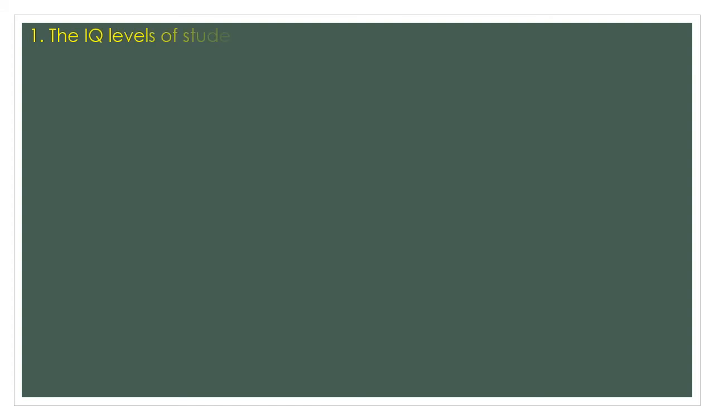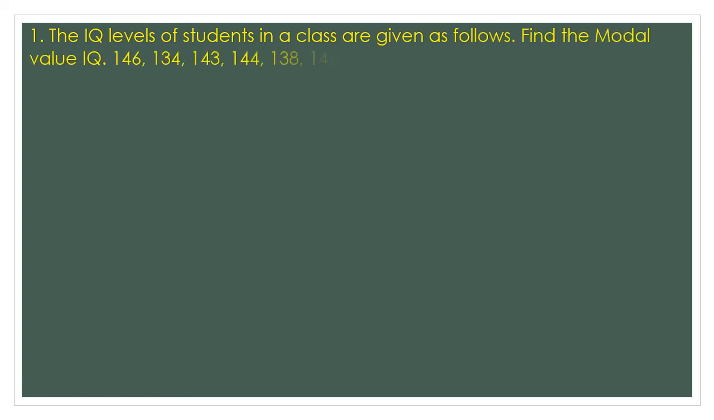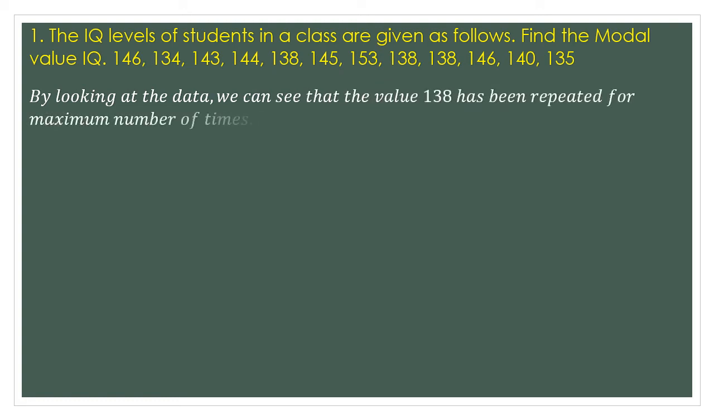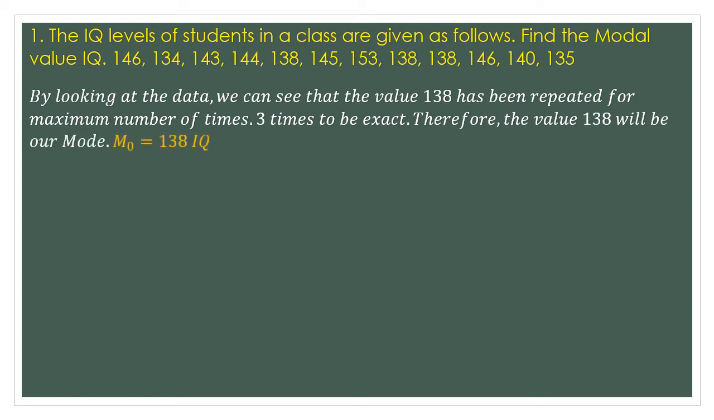Starting with the very first question, the IQ levels of students in a class are given as follows. We have to find the modal value of IQ. Now the values are 146, 134, 143, 144, 138, 145, 153, 138, 138, 146, 140 and 135. Having a closer observation on these values, we can say that the value which has been repeated for the maximum number of times is 138. It has been repeated 3 times to be exact. Therefore, the modal level of the IQ of the students is 138. So the mode is 138.